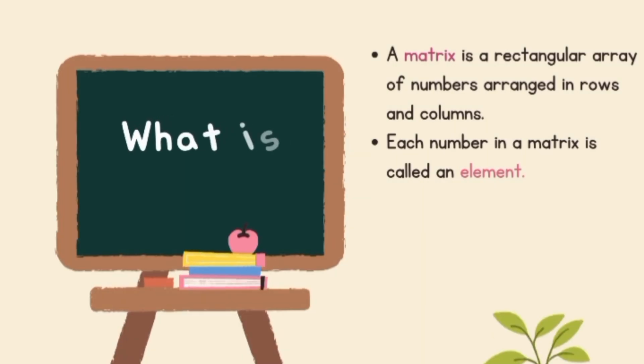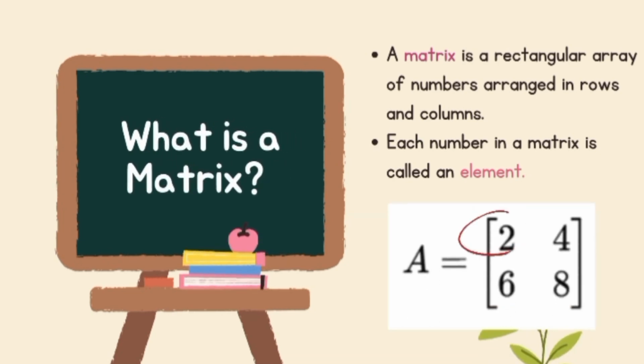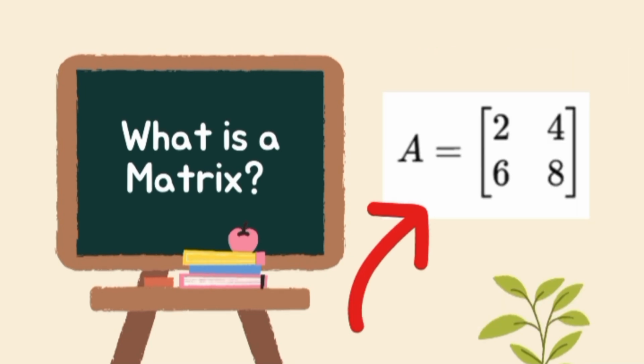Nice work! Now that our brains are warmed up, let's unpack the world of matrices. First, let us define what is a matrix. A matrix is a rectangular array of numbers arranged in rows and columns. Each number in a matrix is called an element. This is an example of a matrix.